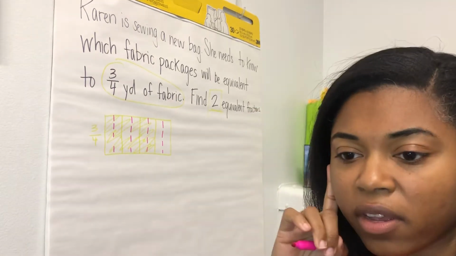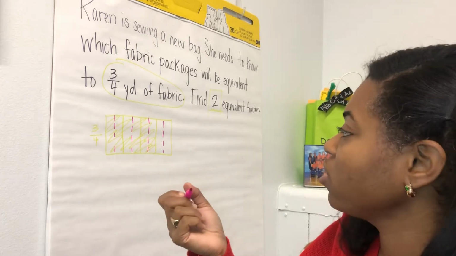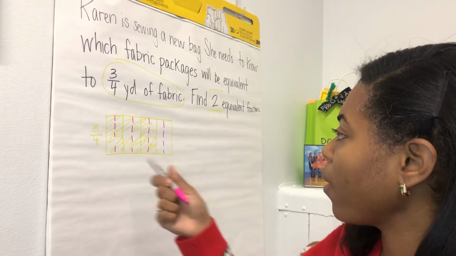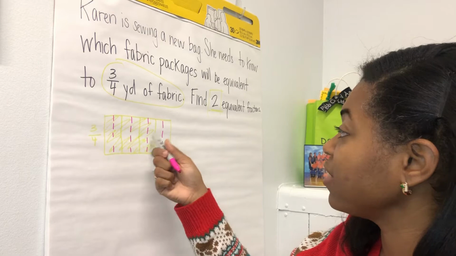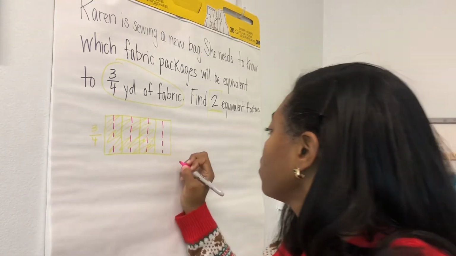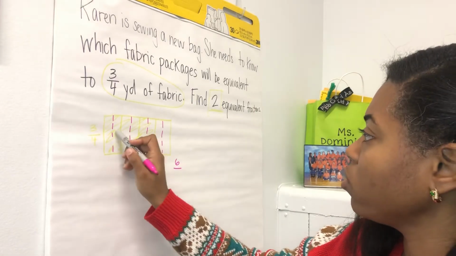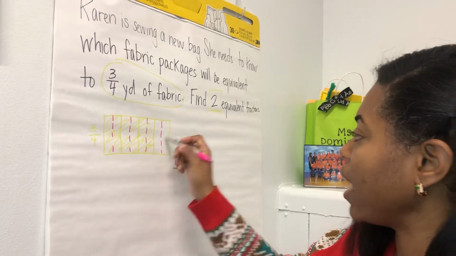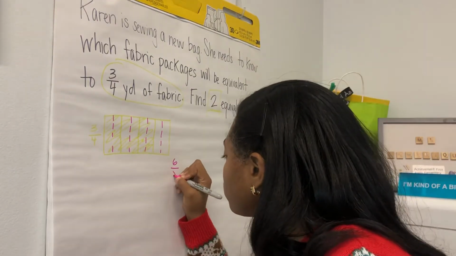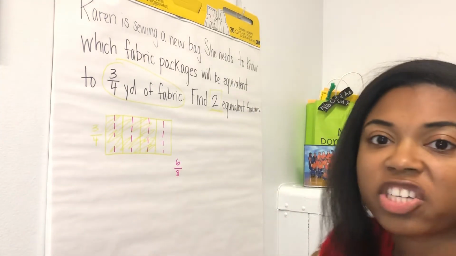So now let me think. What's my new equivalent fraction and why? So now I have 1, 2, 3, 4, 5, 6 pieces that are shaded. And then how many pieces do we have total? 1, 2, 3, 4, 5, 6, 7, 8 total pieces. So my new equivalent fraction is 6/8.